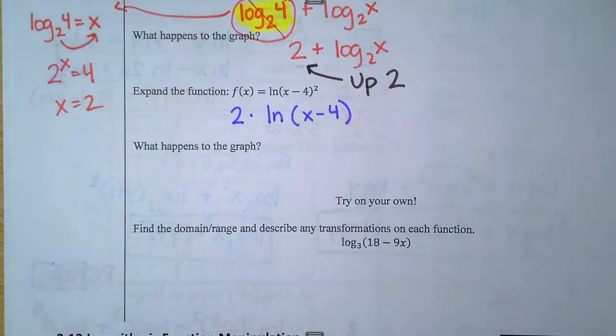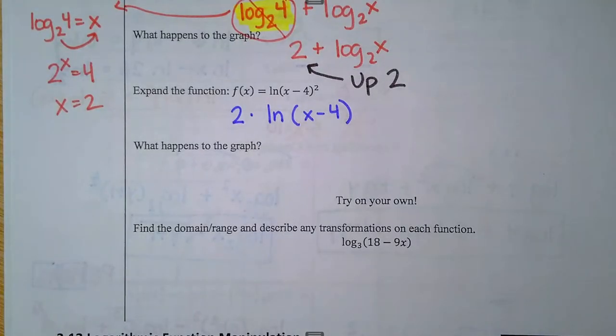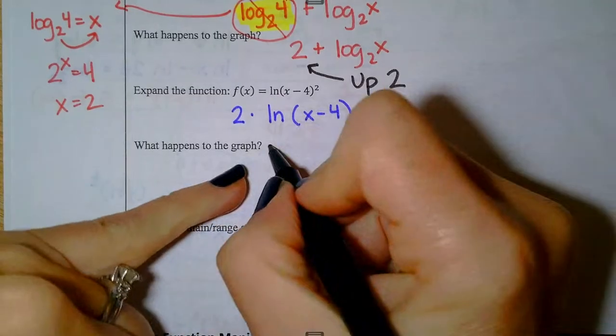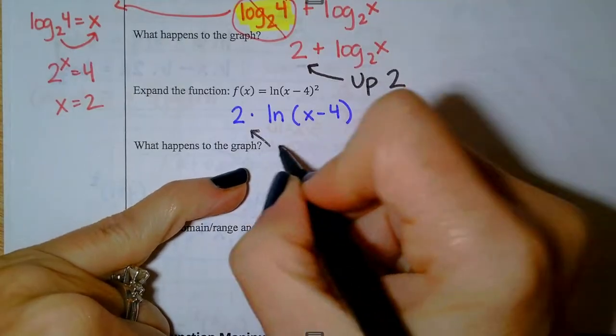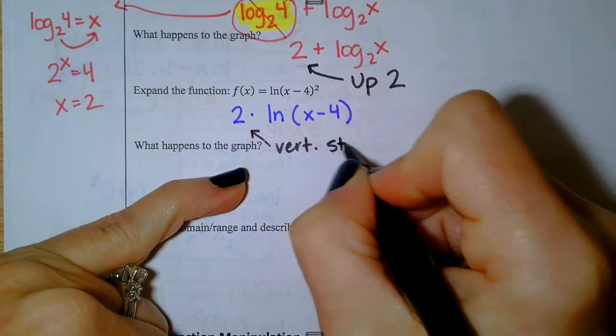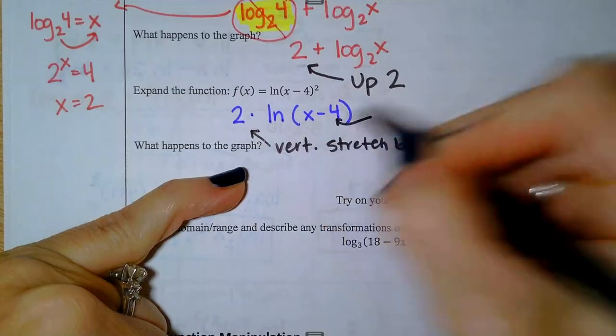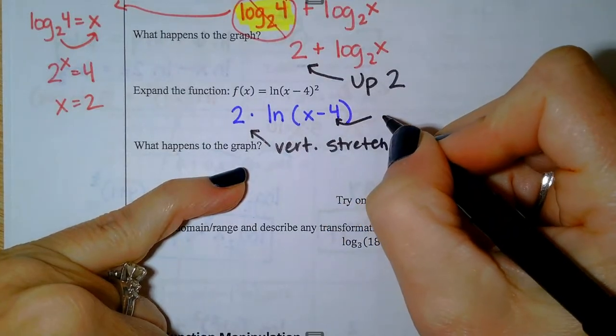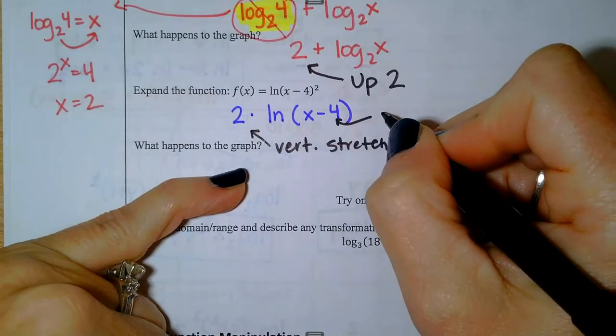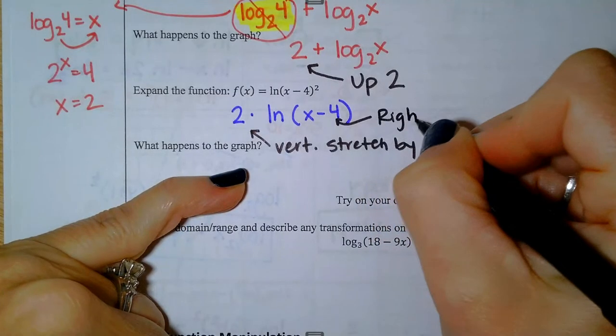So then what's happening here? 2 times the natural log of x divided by the natural log of 4. No, you can't break it up because they're in parentheses. Then it's just being stretched by 2. Yep, so this is a vertical stretch by 2, and horizontal translation. So right or left? Right. Right 4.